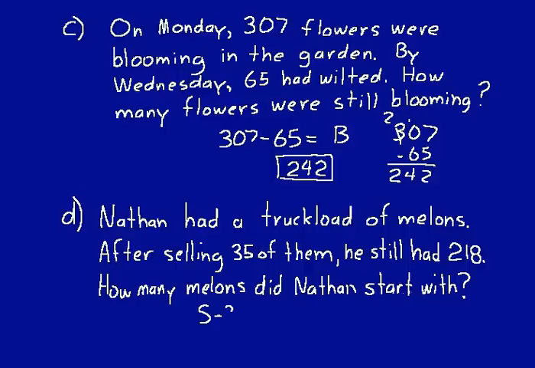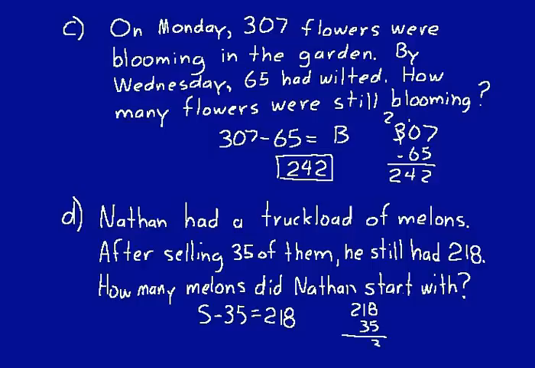Sold 35 of them, so 35 went away. And after that, there were still 218. So there's our formula. S minus 35 equals 218. Now remember what to do on a problem like this. When you're trying to find the bigger number, you add the other two together. You add 218 and 35.